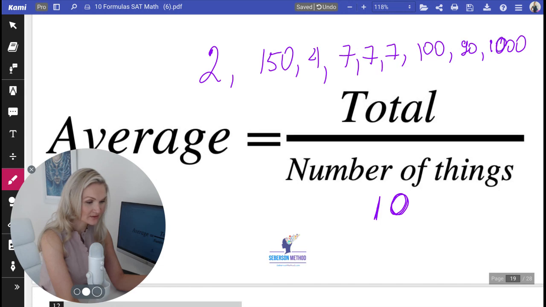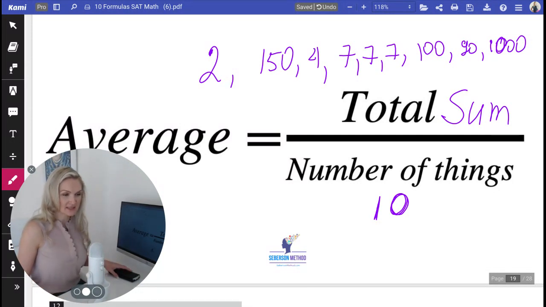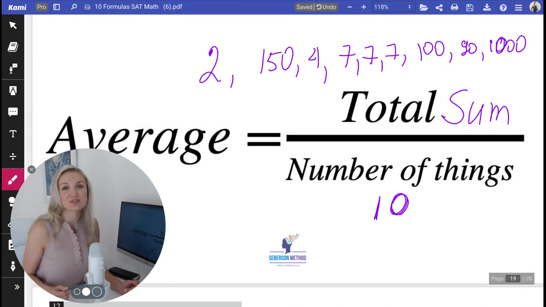So now, to calculate your average, you're going to be adding up. I would also say total sum. You would be adding up all of these numbers: 2 plus 150 plus 4 plus 7 plus 7 plus 7 plus 100 plus 90 plus 1,000. You would divide that by 10 and you would get your average. Your average is also the same as your arithmetic mean.